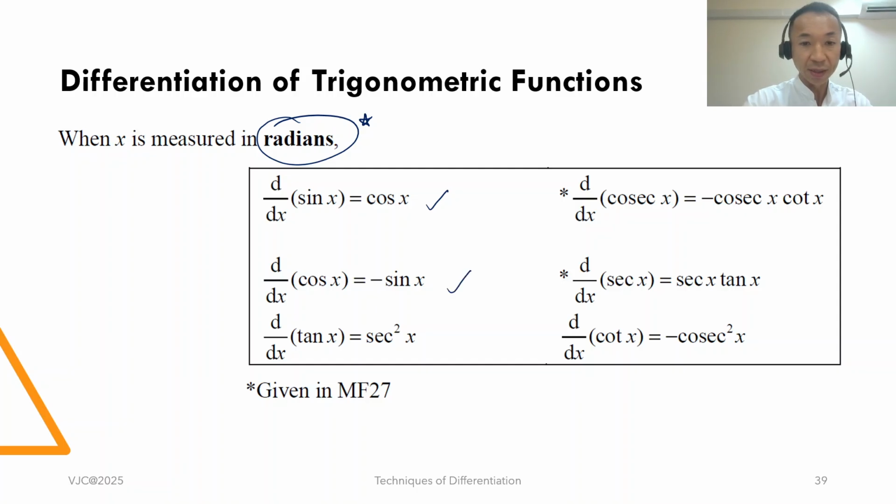So differentiate sine x, you get cosine x. Differentiate cosine, you get minus sine. Differentiate tangent, you get secant squared. All these are covered in secondary school. The only thing is that the three on the right are not so familiar to you. But good news.